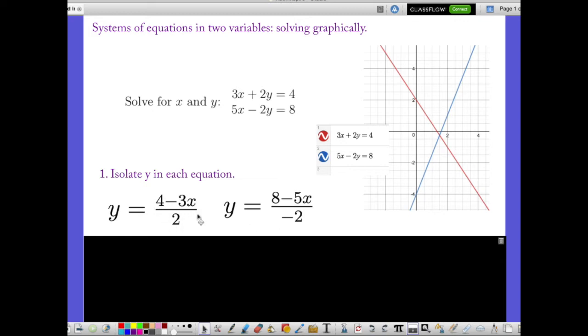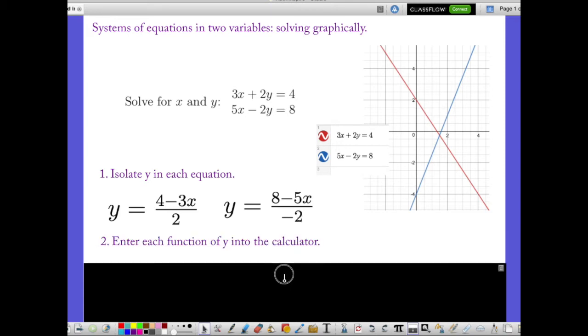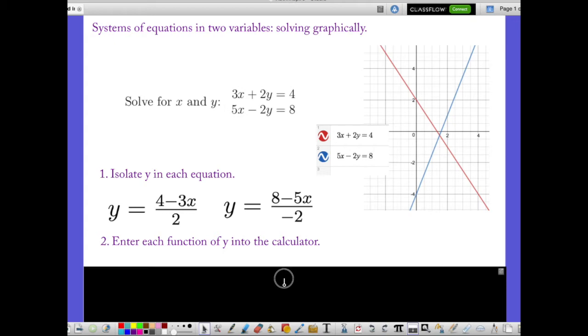I usually don't bother simplifying these when I'm solving graphically. I simply bring over the x term and then divide by the coefficient of y. Okay, so then the next step we're going to do is enter each function of y into the calculator.